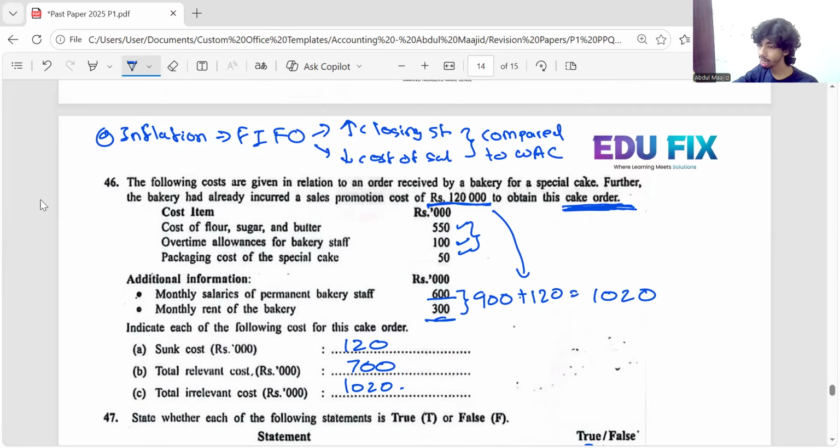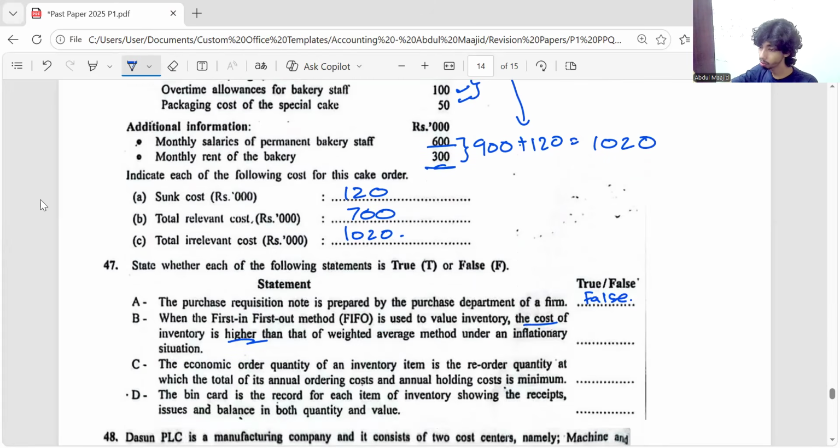Cost of inventory means there has been a closing stock, correct? In the FIFO method, during inflation, they'll have a higher closing stock compared to WACC. Remember this theory. Then that is true.